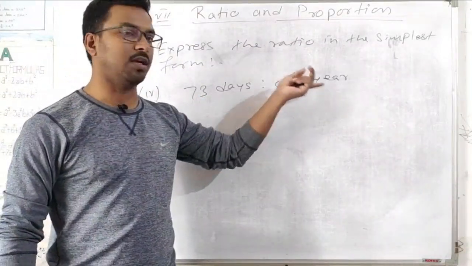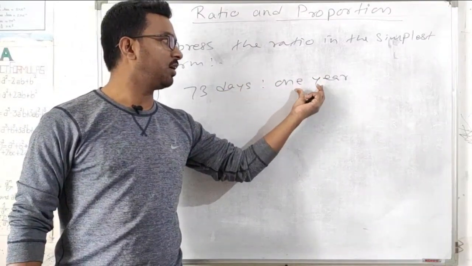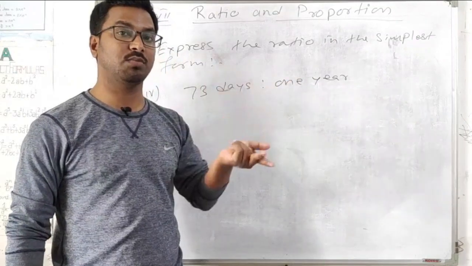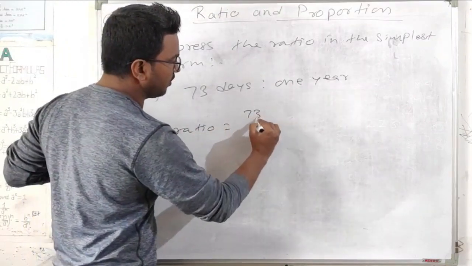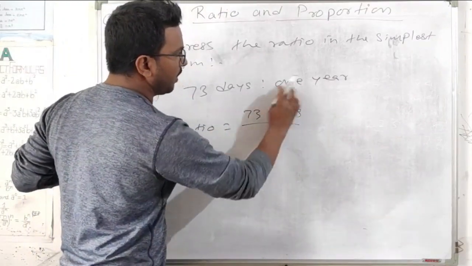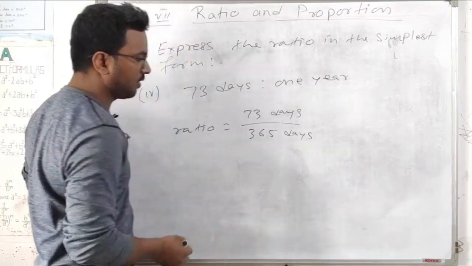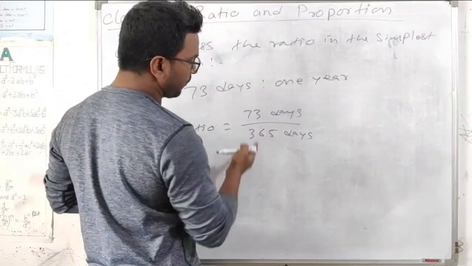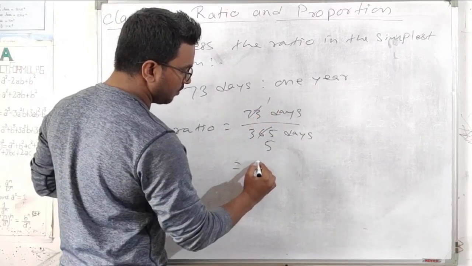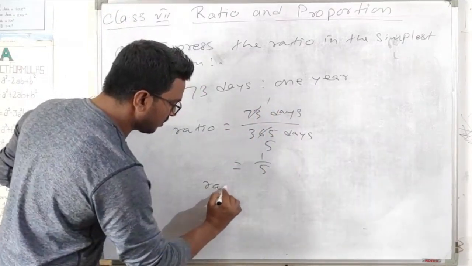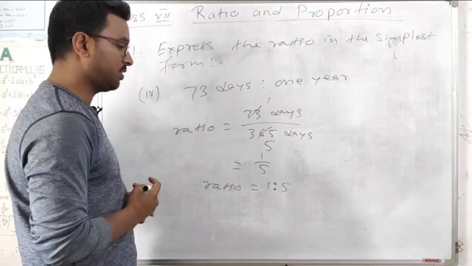So our next question is 73 days and 1 year. Okay, this is given in days and this is given in year. So we have to convert the year into days. We'll take it into the simplest form. So we'll directly write the ratio equals 73 days and 1 year means 365 days. Okay, so how many times will it cancel? 5 threes are 15, 5 sixes are 30. So it will be cancelled 5 times. So the ratio is 1:5. Okay, so this is the simplest form.